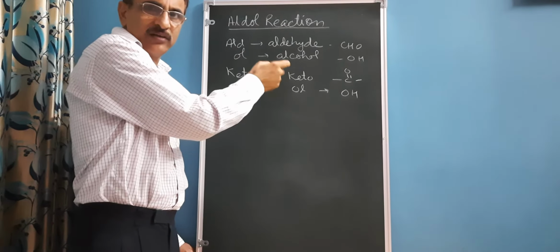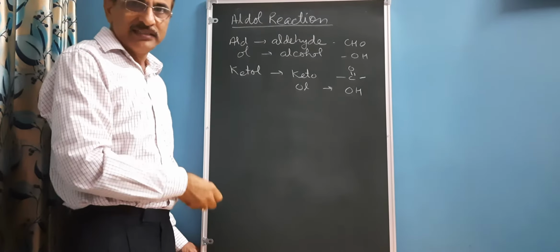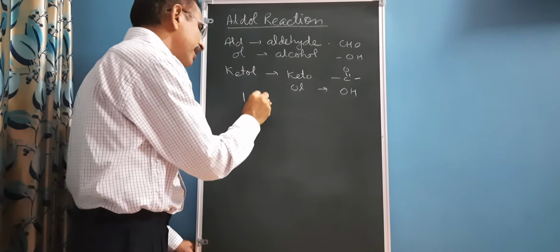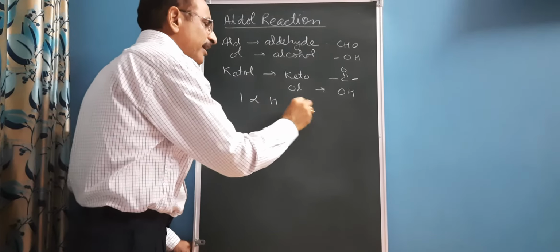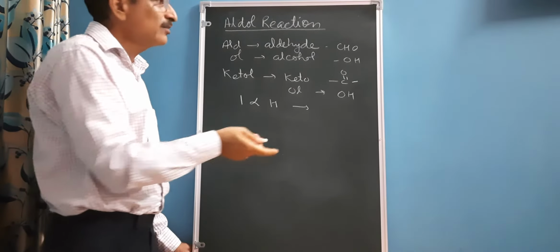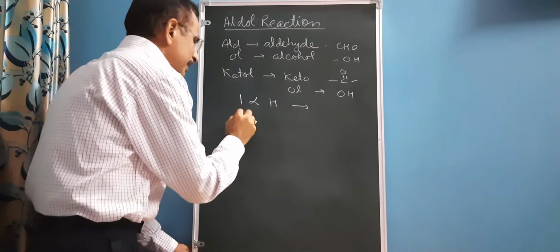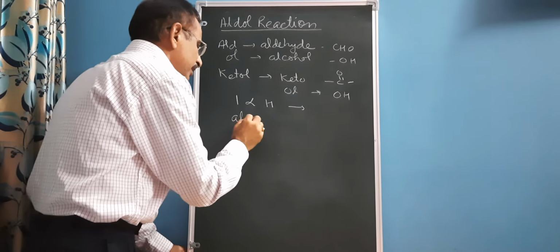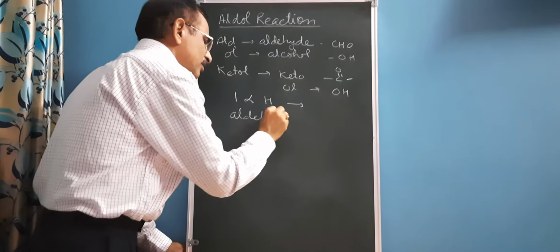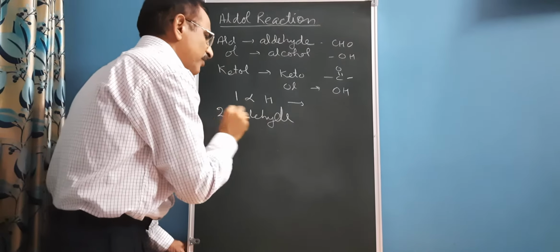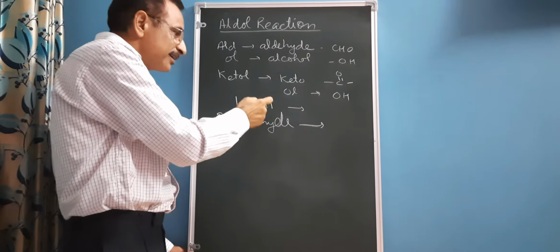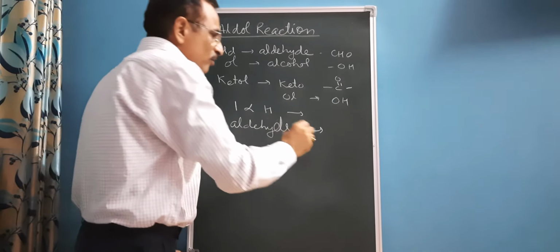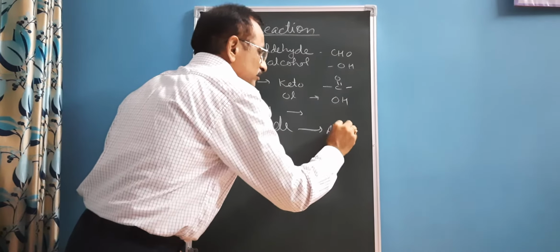Whenever we are taking 2 mole of aldehydes having at least one alpha hydrogen atom, it undergo condensation forming aldol product. Here aldol, aldehyde, 2 mole of aldehyde having at least one alpha hydrogen atom will form aldol product.